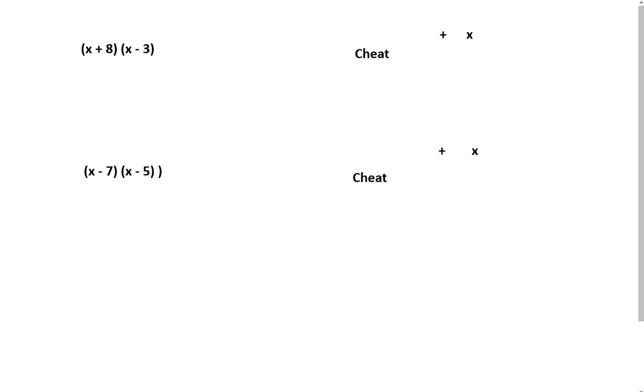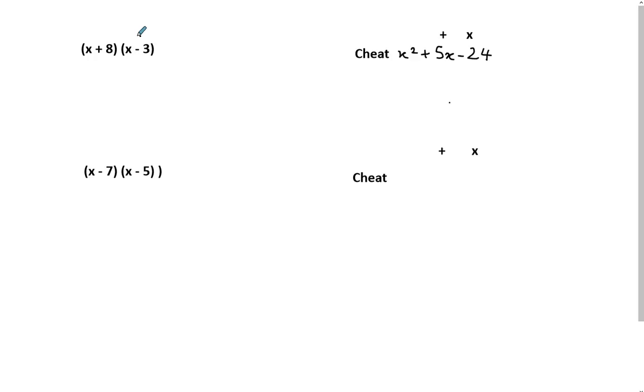If you have to expand x plus 8 times x minus 3, in my previous video, I showed that you can actually cheat because you know you're going to get x squared, and then you're going to add your numbers. So 8 minus 3 is plus 5, and that's what's attached to the x. And you multiply a positive times a negative, and you get a negative, and 8 times 3 is 24.